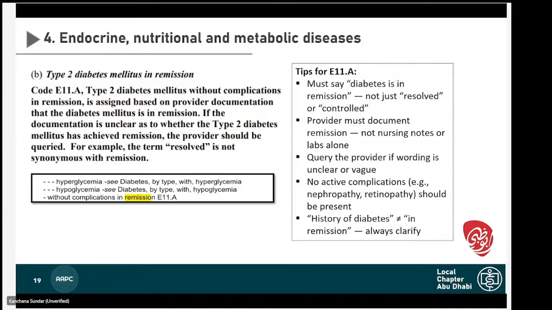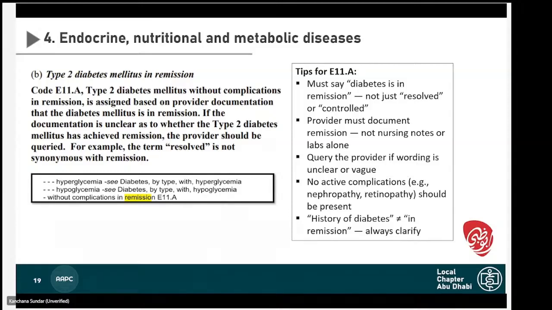to remission. So the guideline, it is pretty interesting for me to find this 'resolved' being clearly mentioned within the guideline, saying that resolved is not a synonym for remission, because they had predicted there would be a confusion between resolved and remission. That is the reason CMS has clarified that resolved is not an equivalent term to remission. So let us all have this clear understanding of when to code type 2 diabetes mellitus in remission.